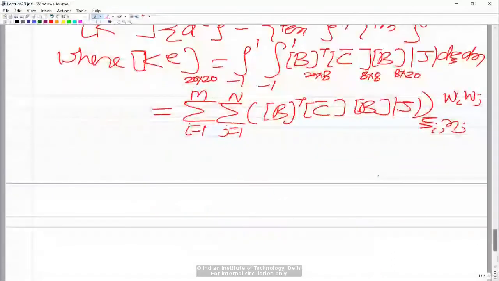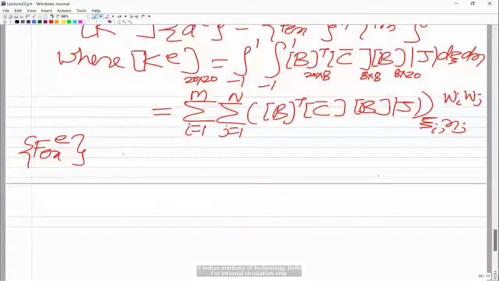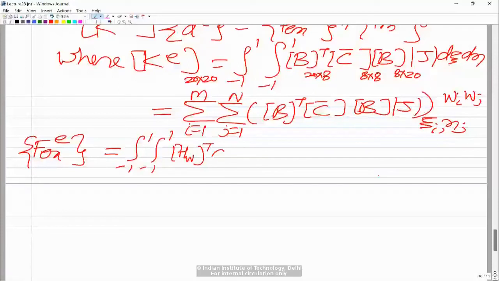Now if you look at the F external, which is coming only because of the distributed force along the z direction, force per unit area acting on the plate, that again would be integration from -1 to +1, -1 to +1. This involves only w, so we will have H w transpose, and then we will have q, determinant of J matrix, into d xi d eta. And this can also be converted into a summation using Gauss quadrature.